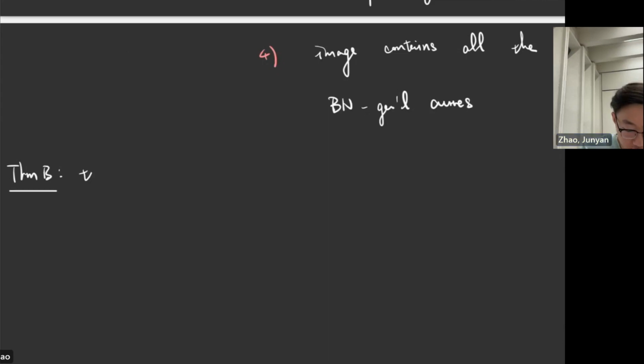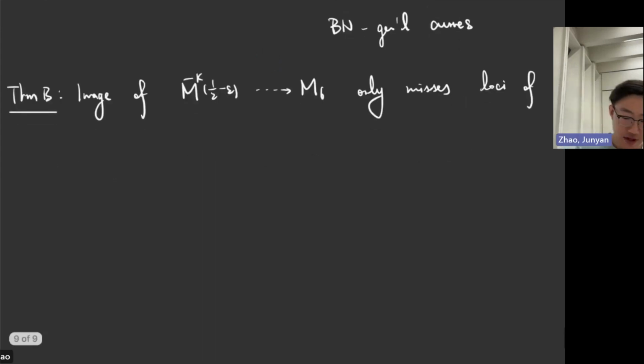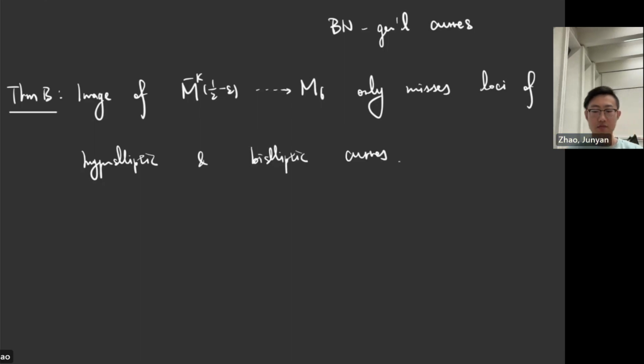Let's say the image of this K-moduli to M6, this is a rational map, sorry, only misses the loci of hyperelliptic and bielliptic curves. And I can also tell you where they are.